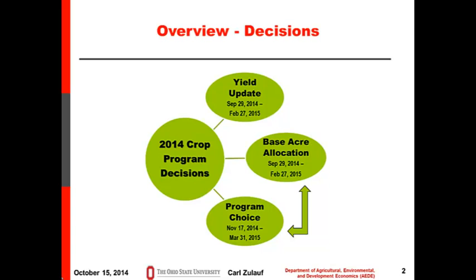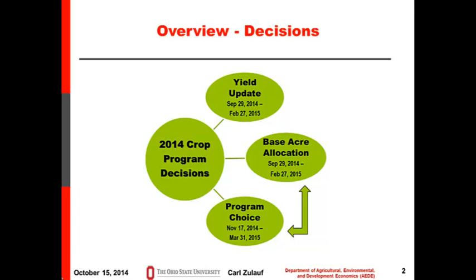There is a yield update decision that can be made through February 27, 2015. There is a base acre reallocation decision that can be made again through February 27, 2015. And there is a program choice decision with its final date being March 31st, 2015. So there is some overlap on the time for these decisions, but the program choice decision has to be made at a later date than either the base acre allocation decision and the yield update decision.